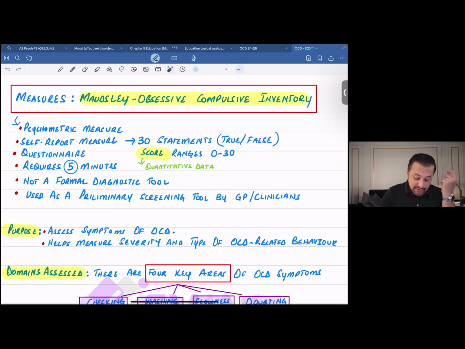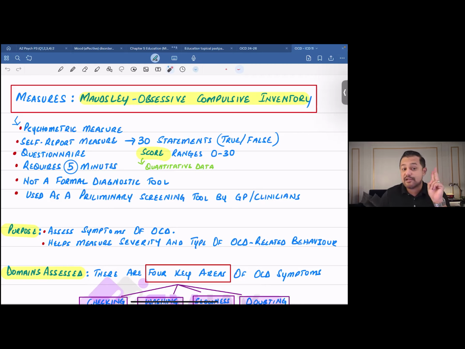MOCI is a psychometric measure. What is a psychometric measure here? Any measuring tool that collects your personal traits, your characteristics, your information on your characteristics. Now, IQ tests are also an example of psychometric measures. Taking this ahead, what I want you guys to keep in mind is MOCI is an example of a psychometric measure.